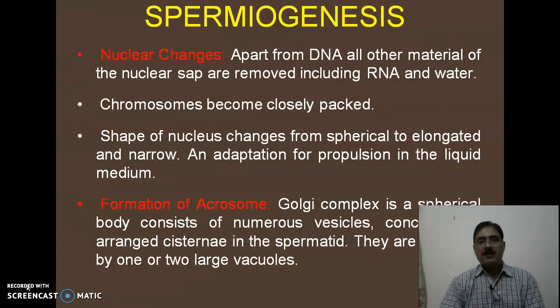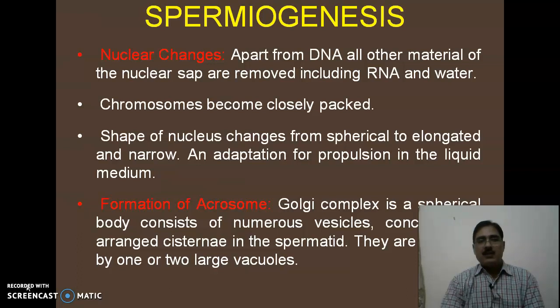Now let us begin with the first, the nuclear changes. What type of nuclear changes occur during spermiogenesis? Apart from DNA, all other material of the nuclear sap is removed, including RNA and water. The chromosomes become closely packed, which means condensation of chromosomes takes place. The shape of the nucleus changes from spherical to elongated and narrow. It is an adaptation for propulsion in the liquid medium.